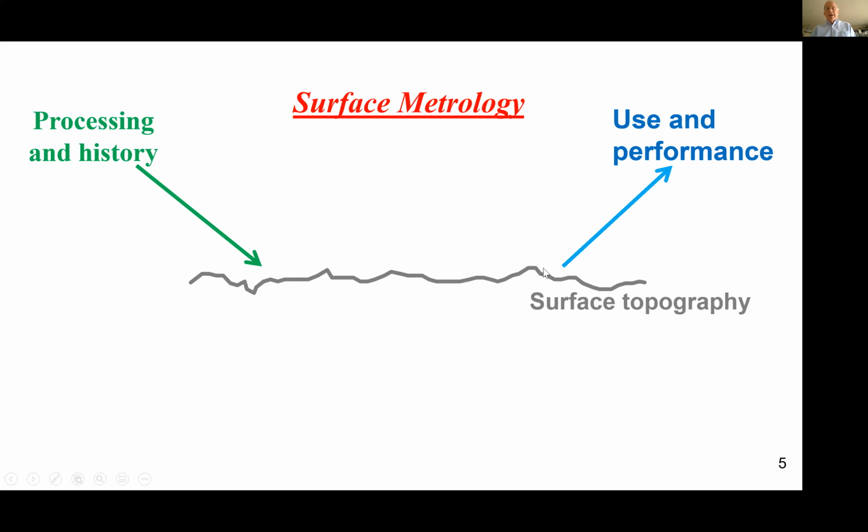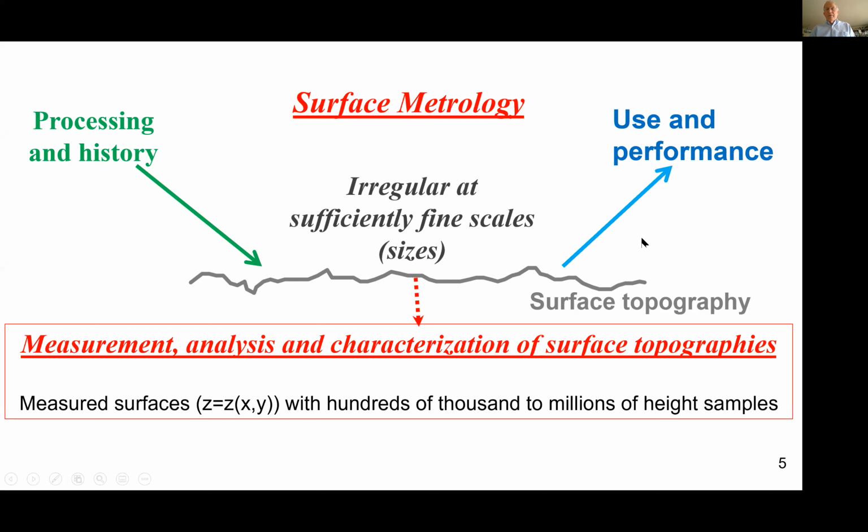Now, the topography, at least at sufficiently fine scales, has some irregularity to it. And that's what makes it interesting and challenging to characterize. So in surface metrology, we measure and then characterize the surface, analyze and characterize. And this is largely what we're going to be talking about. And so we've got these thousands to millions of height samples. Every time we measure a height, we're sampling the height someplace on the surface, hence that particular use of the term sample.